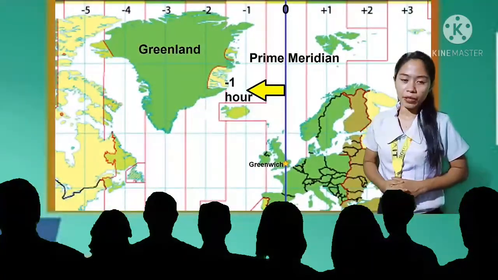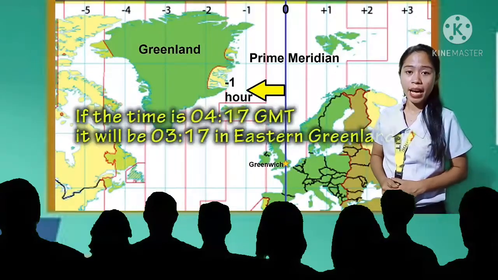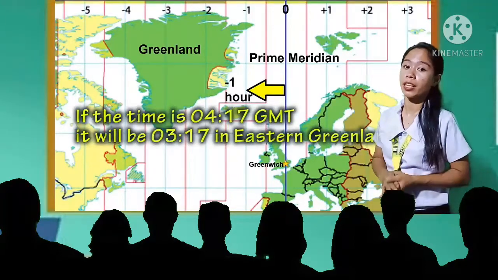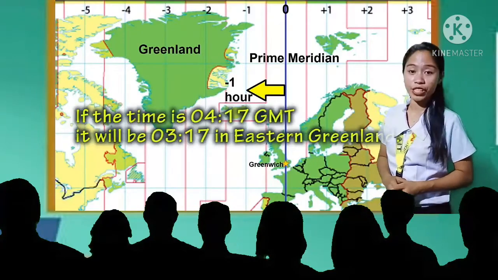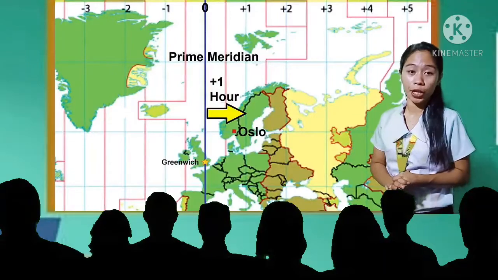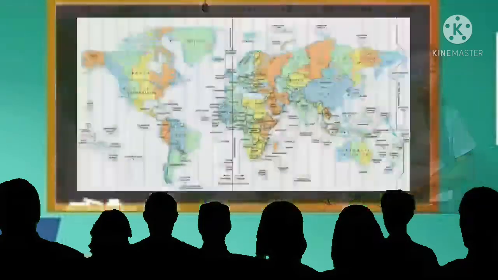Here's another thing. Greenland has a minus 1 hour GMT from the prime meridian. If the time is 4:17 GMT, it will be 3:17 in eastern Greenland. Also, Oslo has plus 1 hour GMT from the prime meridian. So, if it is 4:44 GMT, then it will be 5:44 in Oslo.